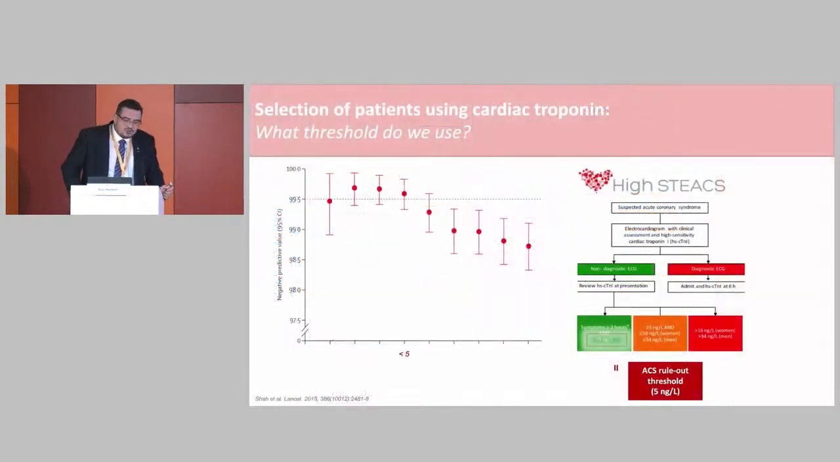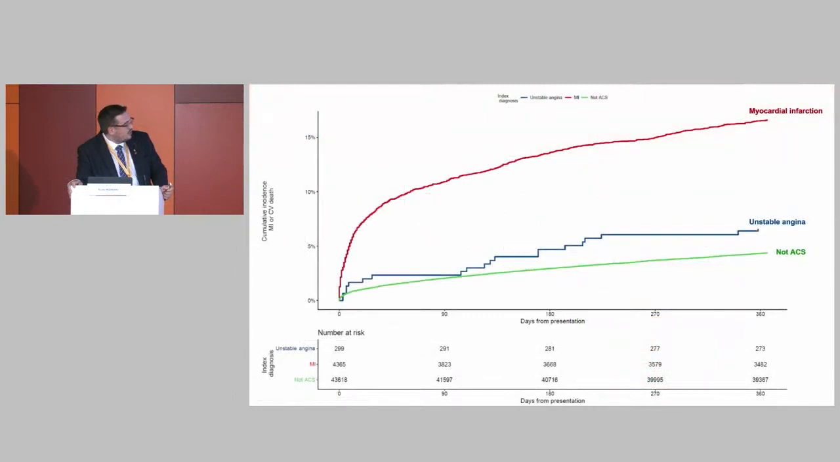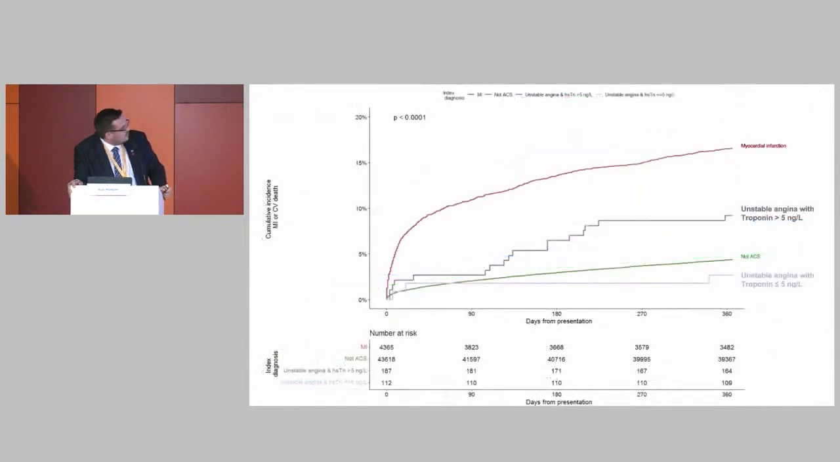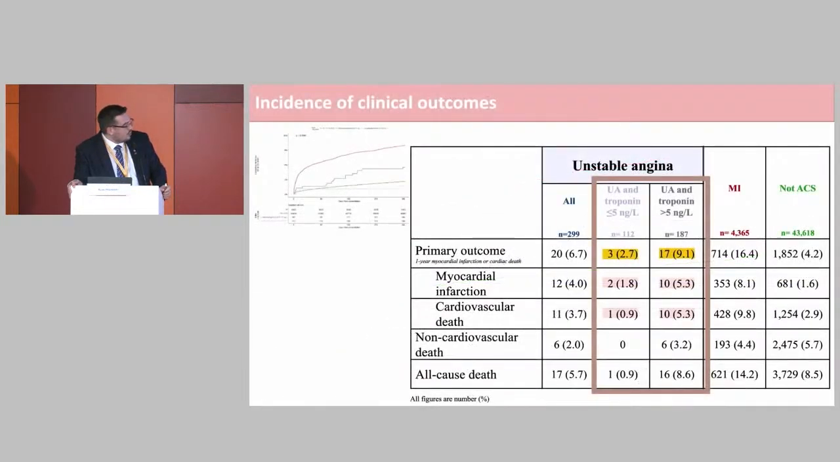So a less than 5 threshold is used in clinical practice in the acute setting to rule out patients with myocardial infarction. So what happens if we apply this less than 5 threshold? Applying this to the patients with unstable angina, we can see here that yes, we do indeed see a separation in those with a clinical diagnosis of unstable angina and a troponin greater than 5 do separate those with a troponin less than 5. This is again shown here in this table, where those who have a troponin greater than 5 are 3 times more likely to have a primary outcome event of cardiac death or myocardial infarction, driven by both of these outcomes.